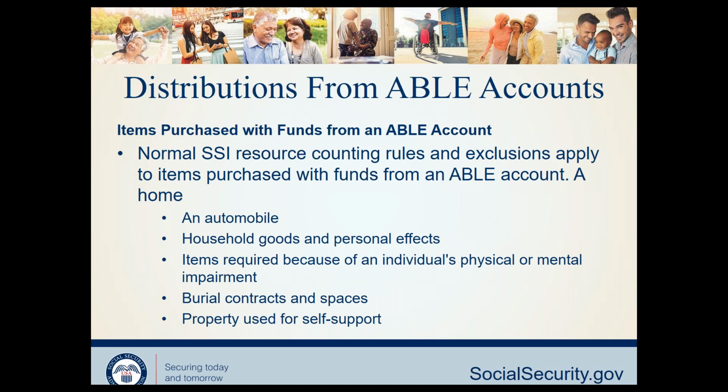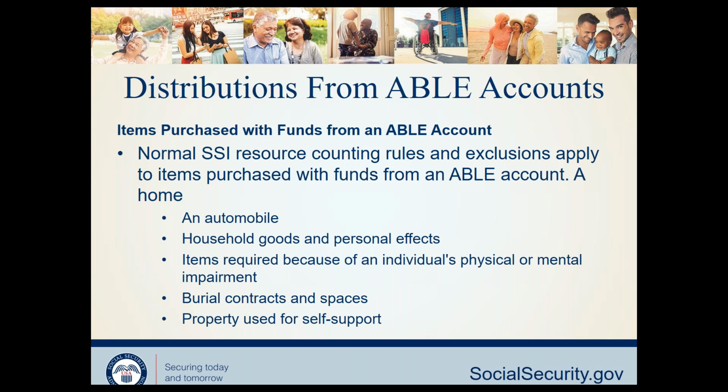So, if I use the ABLE account and I purchase a second automobile, right? That's a qualified disability expense. So we exclude the first vehicle, but that second vehicle, even though the monies were used to purchase it from the ABLE account, we cannot exclude it as part of the ABLE QDE, it's considered to be a resource. So we can exclude one, but we can't exclude the second one. Exactly.